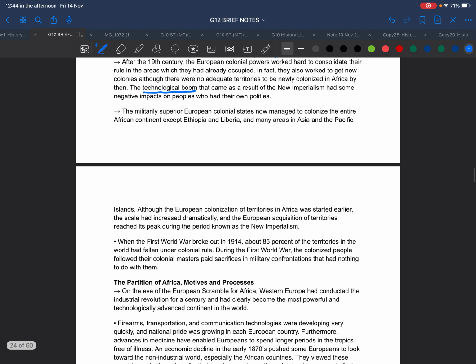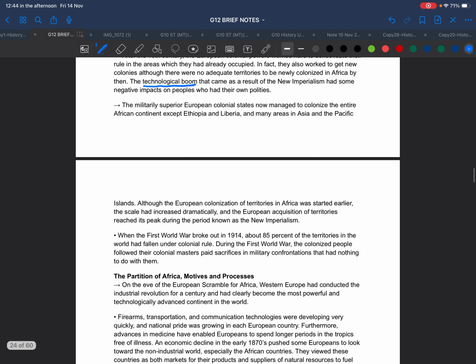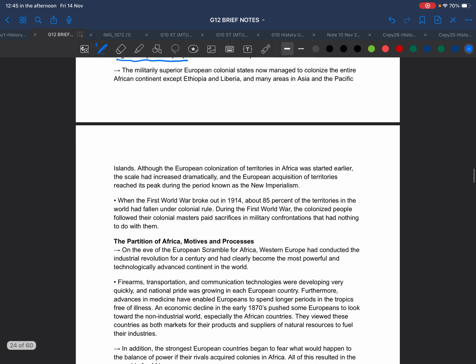They had their own political system. With the arrival of this new imperialism to Africa, it totally changed. It had a negative impact on African peoples, for instance. The militarily superior European colonial states now managed to colonize the entire African continent except Ethiopia and Liberia. Actually, up until 1911, Morocco is included here. She was free, like Ethiopia and Liberia.